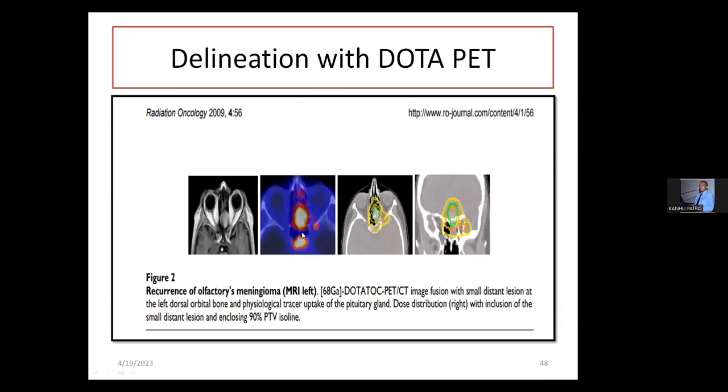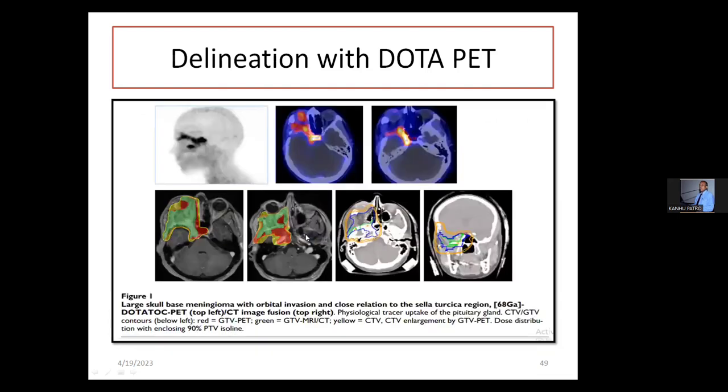So you can see the lesion is going around the ethmoidal sinus, and this is the pituitary. This is the normal pituitary that will take up the DOTA scan also. So this is the olfactory meningioma, small, in the left dorsal bone. A normal pituitary also takes up the tracer, so it is big. So we have to find out properly. DOTA PET will help mostly in skull base meningiomas.